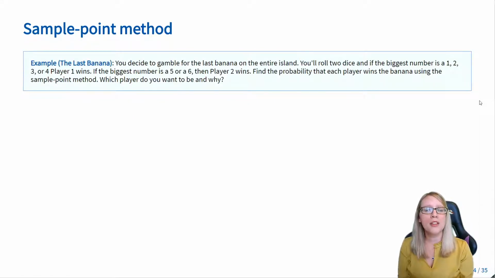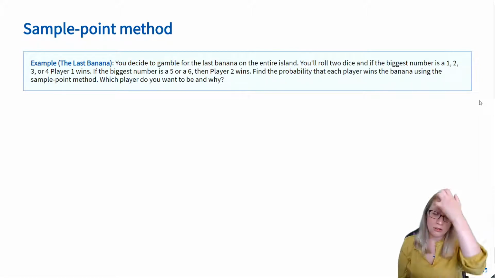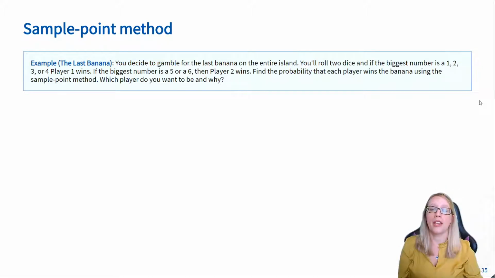So let's start with an example that I like to call the last banana. Picture yourself sitting on a desert island with one other castaway. Beautiful scenery, lots to do. You've really been having a great time, but the food's starting to run out. There was a great banana grove. You guys really enjoyed yourself, but unfortunately now there's one banana left. So you've decided to play for it. And here's the game that you're going to play.